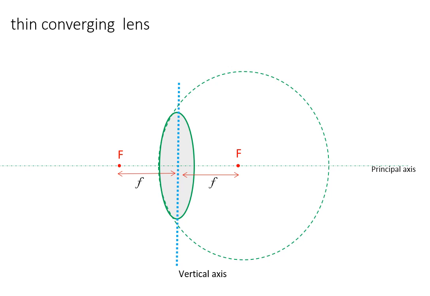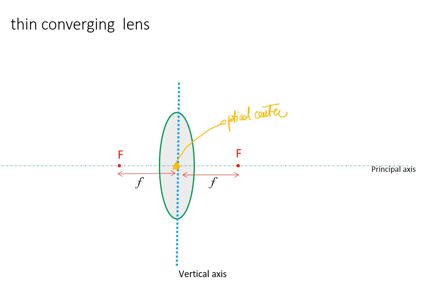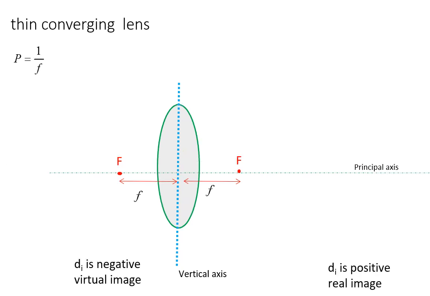The focal length f is the distance between the optical center and the focal point. We see now how the image of a real object is formed using the three rules of ray diagram. We have here the thin lens, its vertical axis, the principal axis, the two focal points, the two focal lengths, and let us add also the optical center.